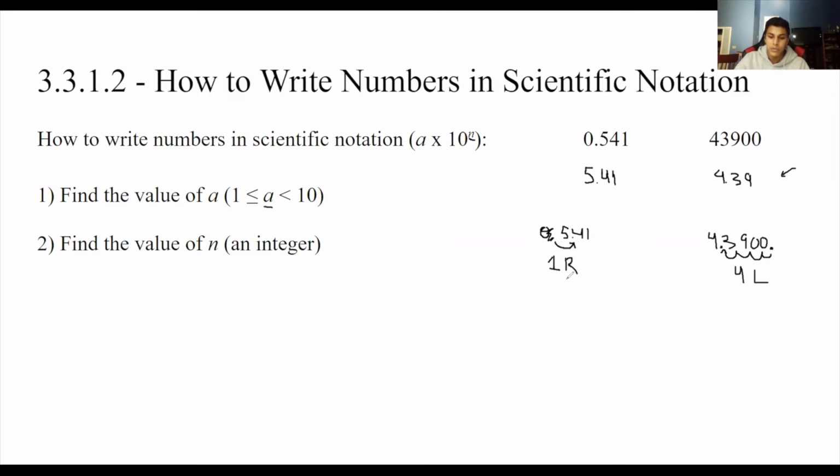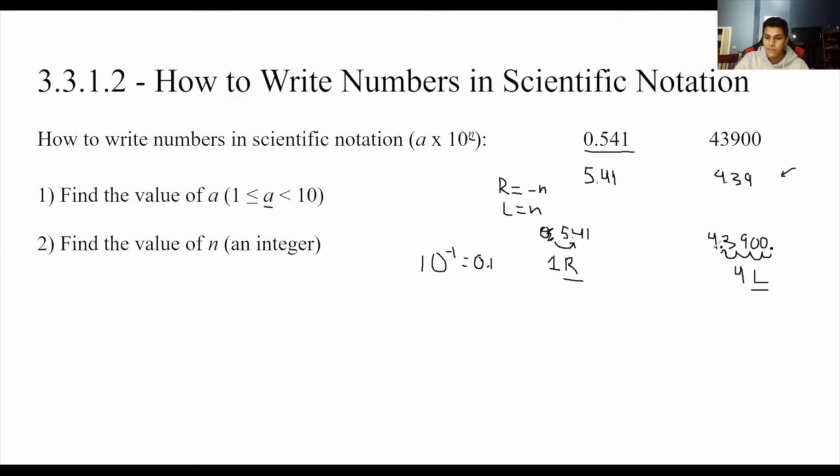Now, when you shift the decimal point to the right, that means your value of n is going to be negative. So right means you're going to have a negative value of n. And if you shift your decimal point to the left, that means you're going to have a positive value of n. And the reason why is because 10 to the power of negative 1 as an example equals 0.1. And if you think about it, if I multiplied 5.41 times 0.1, that would turn it into a smaller number, turn it into a decimal.